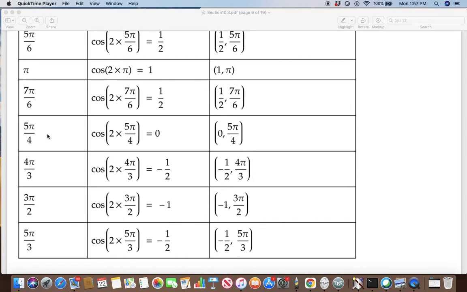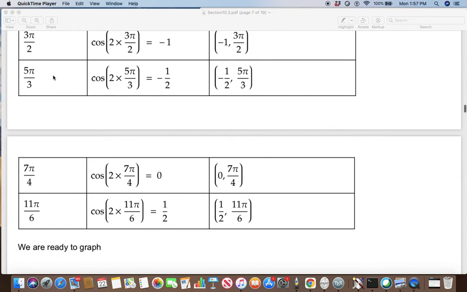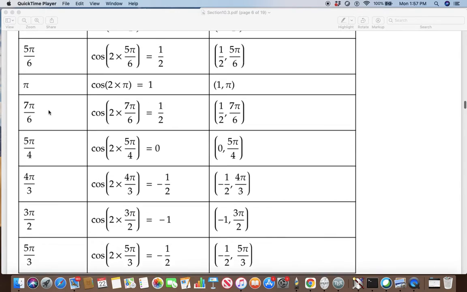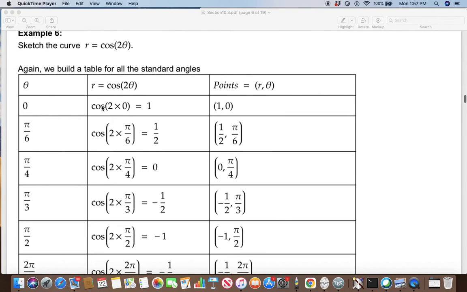7 pi by 6, 5 pi by 4, 4 pi by 3. These fall in the third quadrant. 3 pi by 2 on the y-axis. 5 pi by 3, 7 pi by 4 and 11 pi by 6. These fall in the fourth quadrant. Use these angles for theta and calculate r using the formula r equals cosine 2 theta.